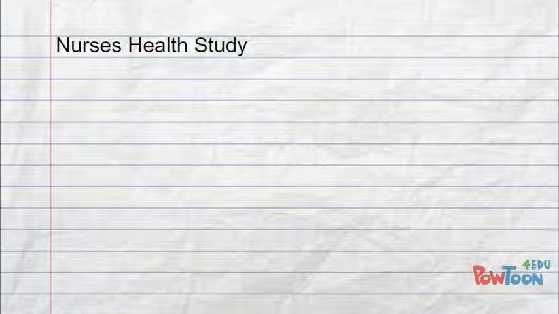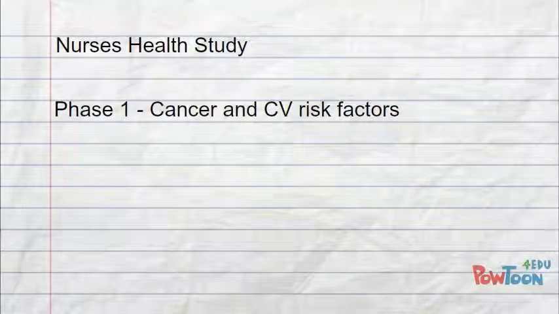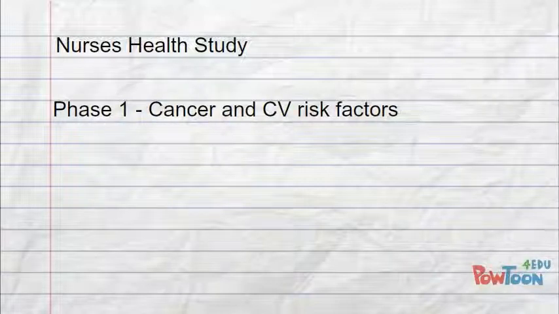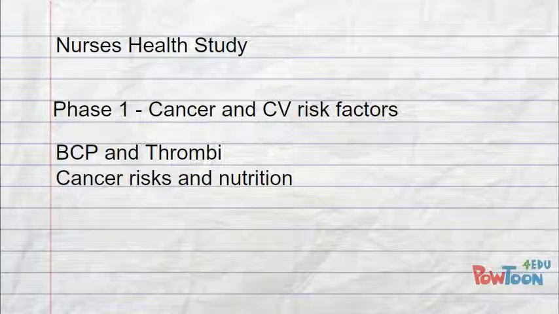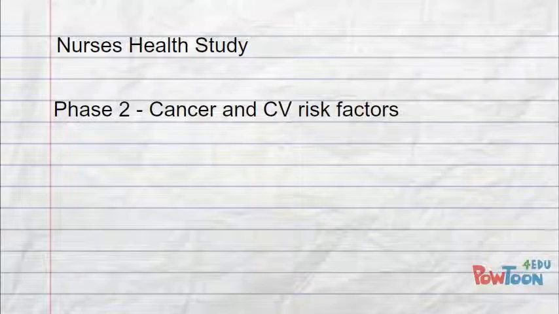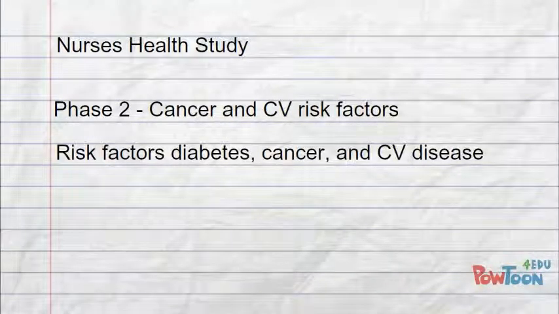A little bit about the study. During the first phase, they investigated long-term risks for developing cancer and cardiovascular disease in women. Over 122,000 nurses participated across 12 states. This is where we learned about the correlation between birth control pills and venous thrombosis, as well as cancer risks related to nutrition. The second phase, done in the 1980s, enrolled more than 116,000 nurses. This study expanded on the findings from phase 1. These results significantly advanced our understanding of risks for diseases like diabetes, cancer, and cardiovascular disease.